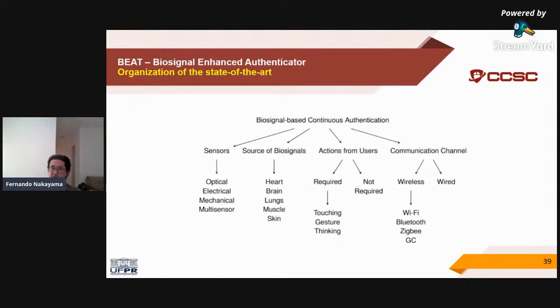By observing the state of the art, we have identified a gap in the existing works that the BEAT system seeks to fulfill. So the BEAT system employs an optical sensor, a biosignal that originates in the heart. It requires no actions from the users, and it employs a galvanic coupling intra-body wireless communication channel. And the GC channel offers additional security compared to conventional wireless communication channels, since it is less prone to attacks for being intra-body.